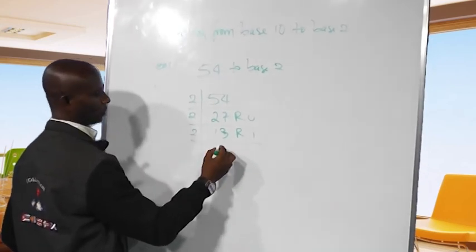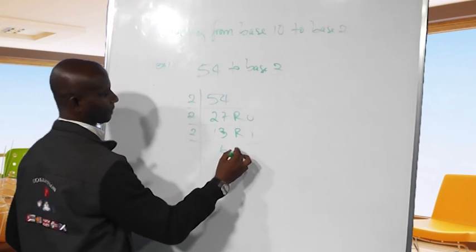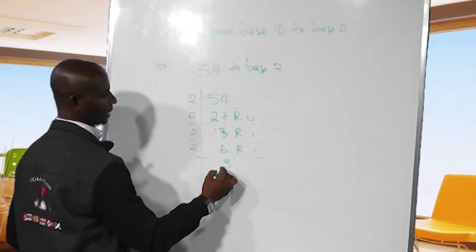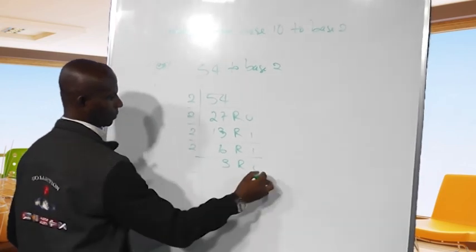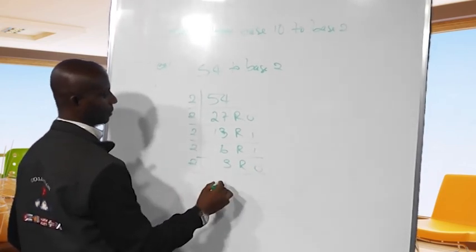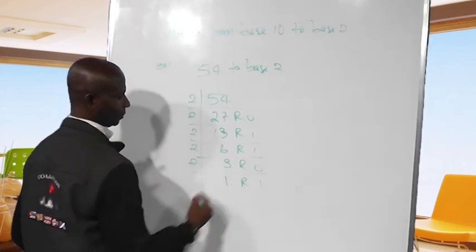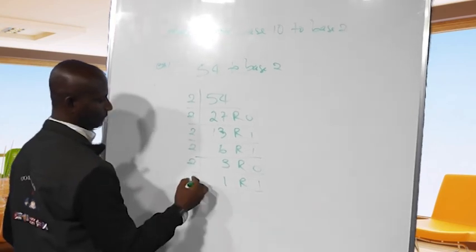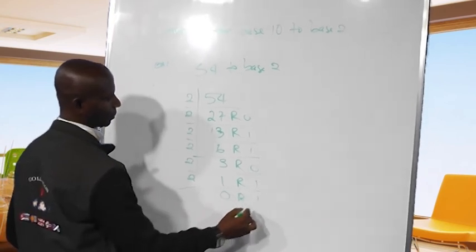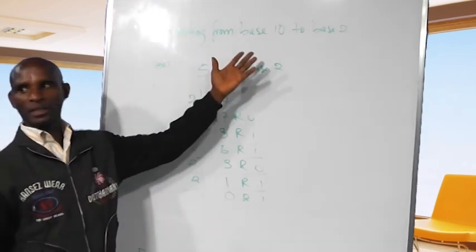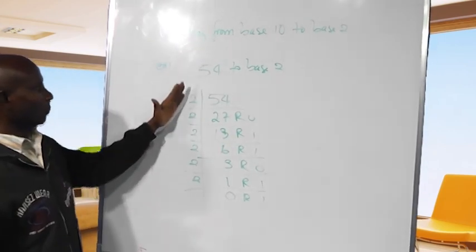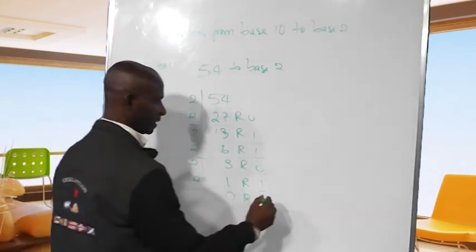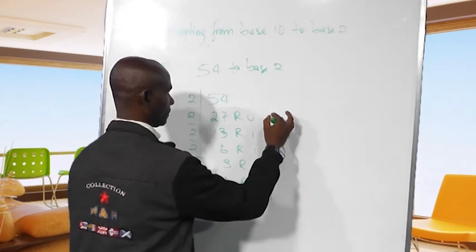13 divided by 2. We have 6. Remember 1. 6 divided by 2. 3. Remember 0. 3 divided by 2. 1. Remember 1. We put our 2 again. 1 divided by 2 is 0. Remember 1. Similar step we did. We divide continuously until we discover that there is nothing to divide down here. Then we take our answer from the bottom and rise up.